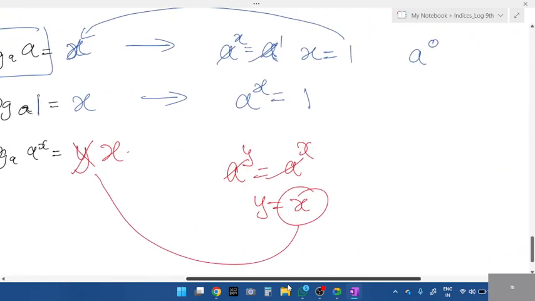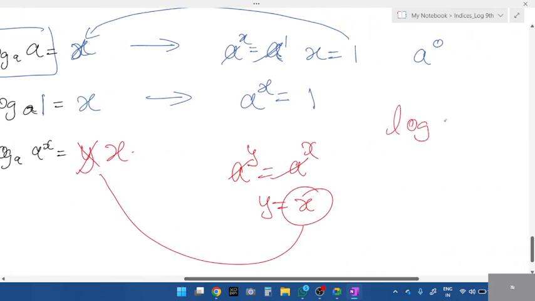Okay, the most important point, log 10. This is the most important point. The answer for log 10 is 1. Okay, what's the answer for log 10, students? 1. Make a note of this.